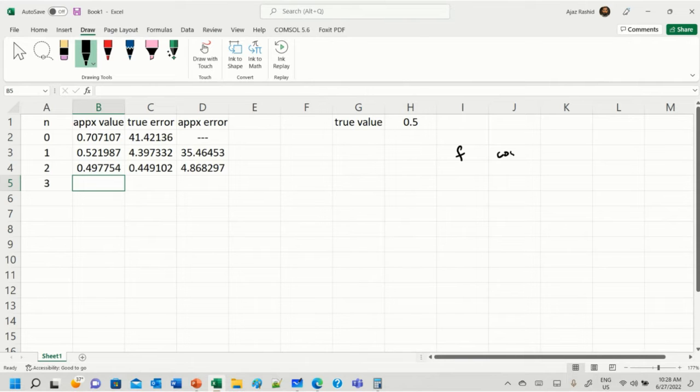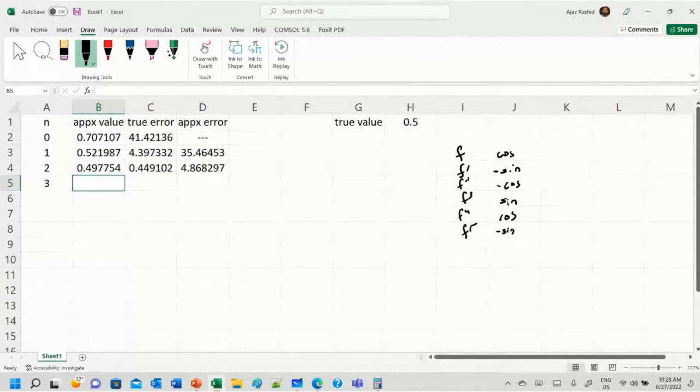The function was cosine of x. The first derivative was minus sine. The second derivative is minus cosine. The third derivative becomes plus sine, because cosine gives minus sine, and then minus and minus becomes plus. Then the fourth derivative will become again cosine. Then the fifth derivative will become minus sine, and the sixth will become minus cosine. So we know the order in which we are going.